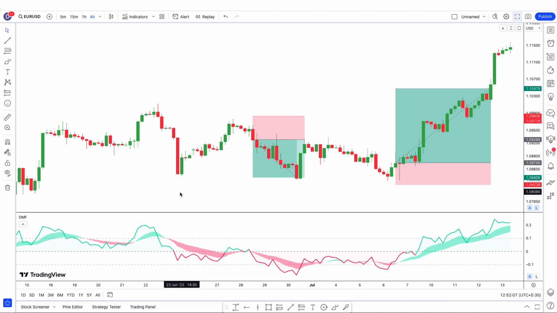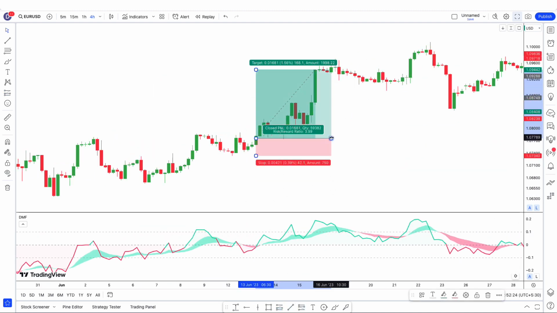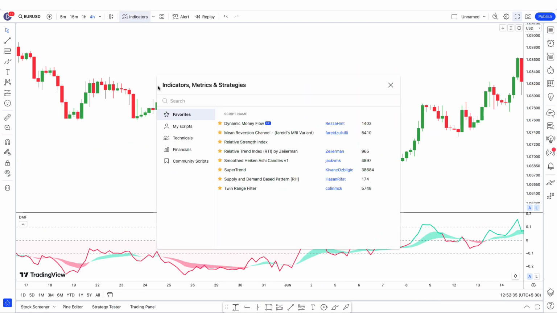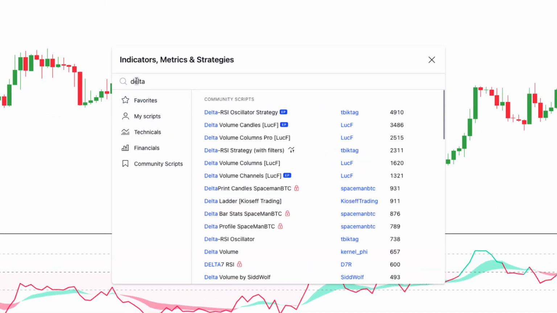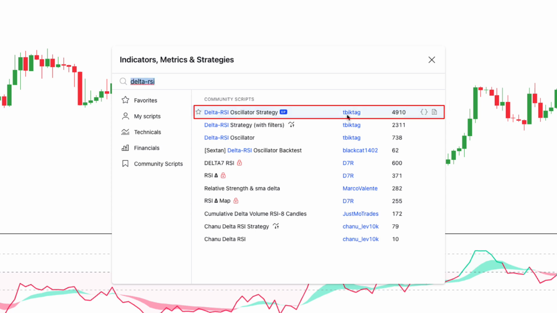Because this indicator helps us to know when the market is bullish or bearish, it can be effectively used with other TradingView buy-sell indicators. One of the buy-sell indicators that matches this indicator is Delta RSI, this one, which is an editor's pick indicator, and together they can help us to find the best trading opportunities in the market.